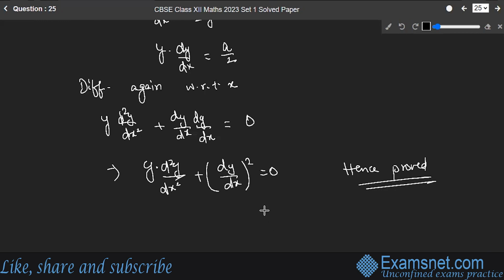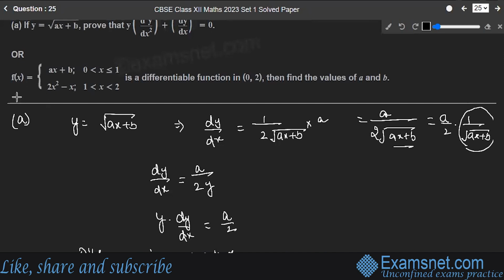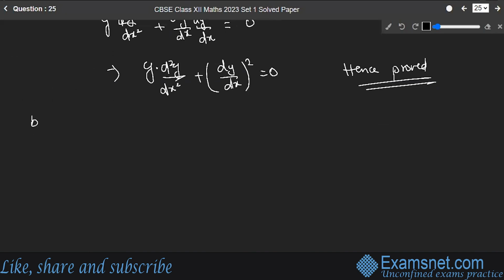Hope you understood this. Then let's move to the next part, b of it. f(x) is equal to ax plus b, where x lies between 0 and 1, and 2x square minus x when x lies between 1 and 2, is a differentiable function in (0, 2). Then what are the values of a and b? Okay. Let's write f(x) is equal to ax plus b when x is between 0 and 1, and that is 2x square minus x when x lies between 1 and 2.